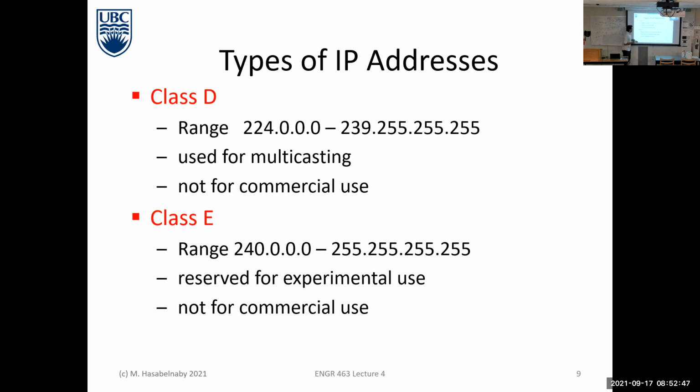And class E is used for experimental use by the companies that developed the IP addresses. It reserves this range for experimental use. Okay, this is the distribution of classes that we can have in IP addresses. In our next lecture, we will discuss together how to change the subnet mask to optimize the use of IP addresses.